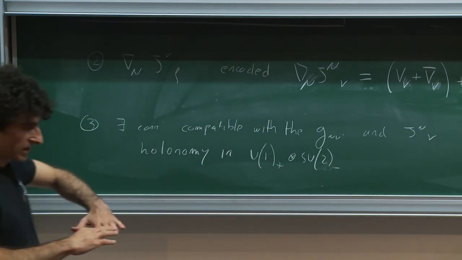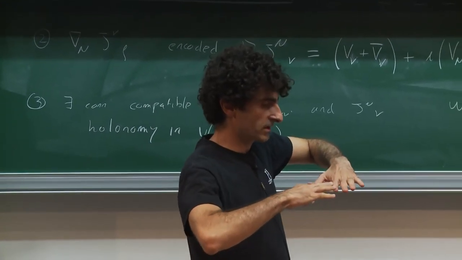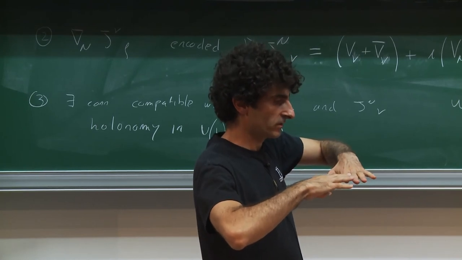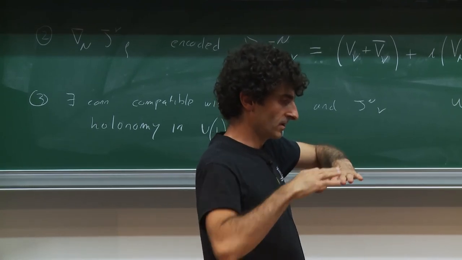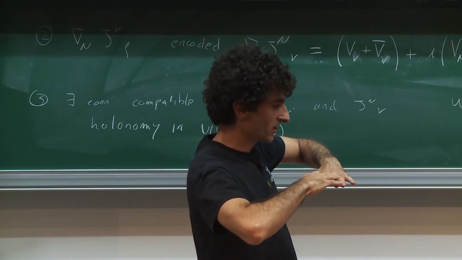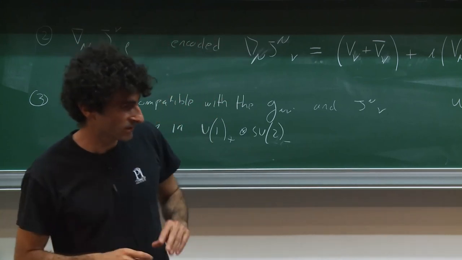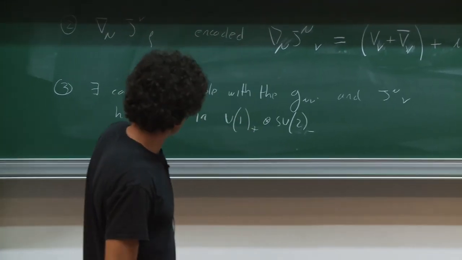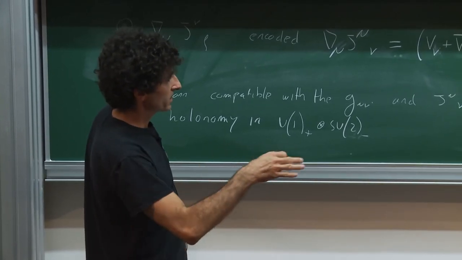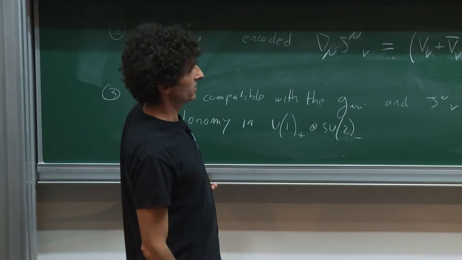That's because when the manifold is complex, you can take frames which are holomorphic, and then in going from patch to patch, two holomorphic frames are going to be related by a U1 times SU2 transformation. And because the connection is compatible with the complex structure, a holomorphic frame is going to stay holomorphic.